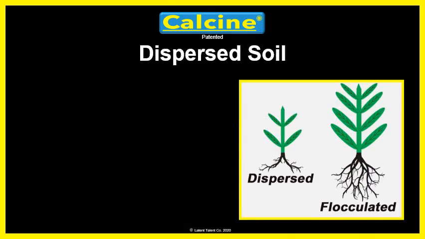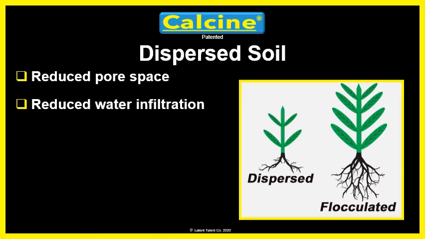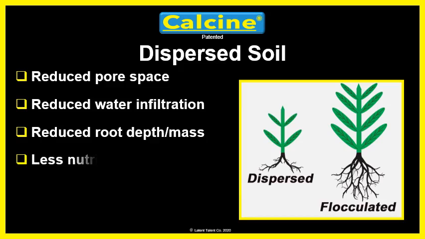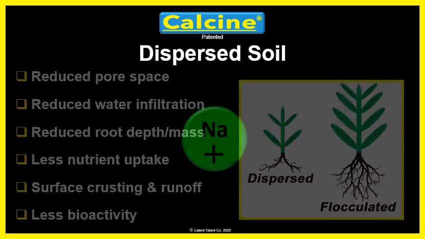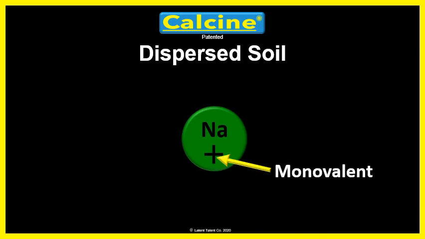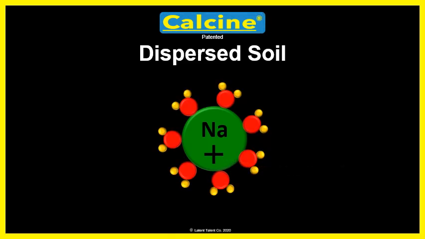Characteristics of a dispersed soil are less porosity, tendency toward compaction, poor water movement, reduced root depth and mass, subsequent reduced nutrient uptake by the plant, surface crusting and runoff, and less bioactivity. Having only one positive charge, the sodium ion does not flocculate soil. In fact, when present in high concentrations, it acts to disperse soil. In addition, its large size and hydration or water shell further break down soil structure through swelling.